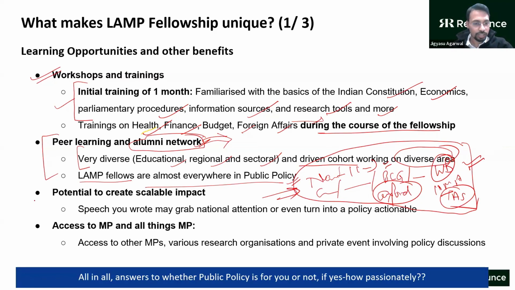Then the potential to create scalable impact. Obviously, the speech you write can grab national attention and even turn into actionable policy. And you also have access to MPs and all things FP, which includes, let's say, access to other MPs, various research organizations, private events involved in policy discussions, and a lot more. So ultimately, it can help you.